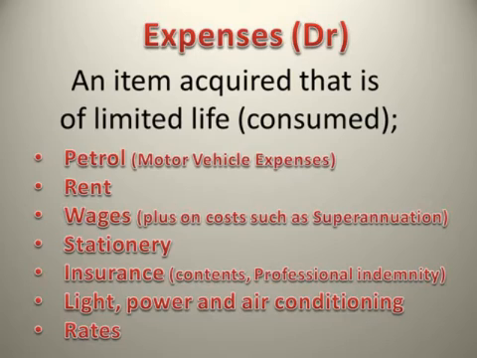Insurance, the insurance here could be professional indemnity or the contents of your business. Light, power and air conditioning, usually electricity is another account for that, but that's what it covers. And then you've got rates, well, land taxes, council rates, that type of thing. It depends on where you are and what they're called. But that's all the types of expenses you have.